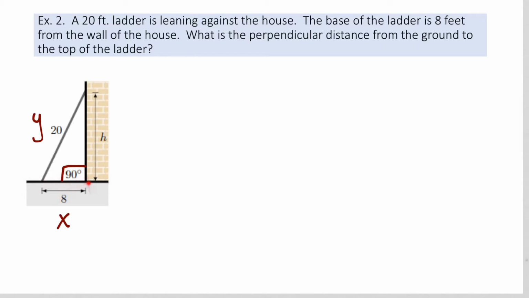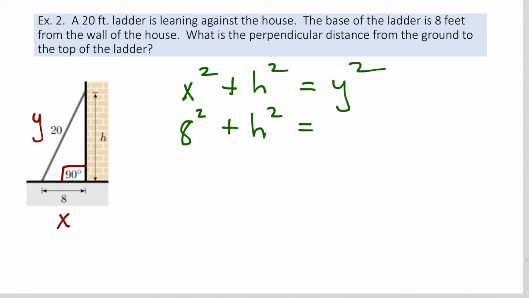So we have a right triangle formed by the ladder leaning against the wall. So if I call this side x and this side y, this side is labeled as h, I can set up my Pythagorean theorem with y being my hypotenuse and x and h being my two legs. So I'll say x squared plus h squared should equal y squared. All right, so x we have 8, h is unknown, y we have 20.